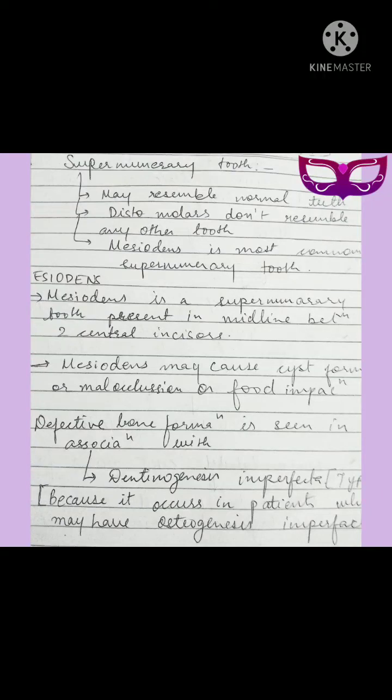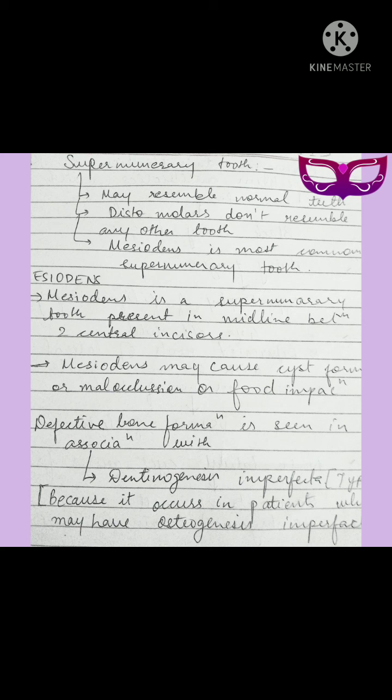So the first question is supernumerary tooth. What are supernumerary teeth? They are the extra teeth in your dentition, right? The second point is they may resemble normal teeth, and the next point is distomolars generally don't resemble any other tooth. So what are distomolars? They are the supernumerary teeth located distal to the third molar. Okay, they are called distomolars.